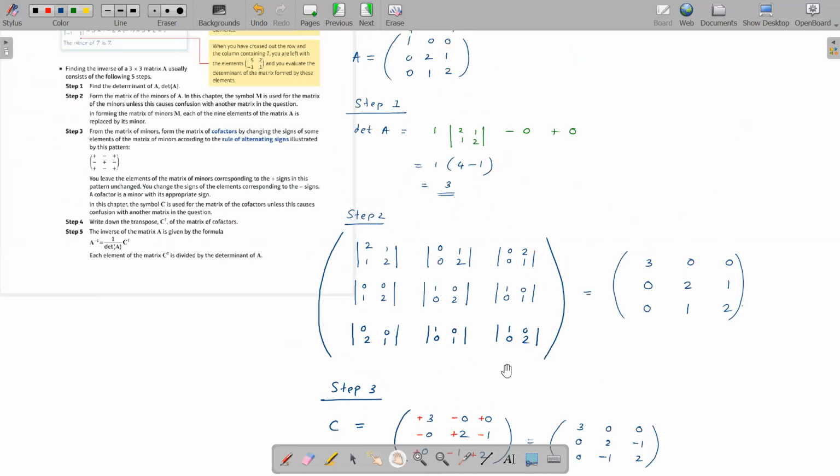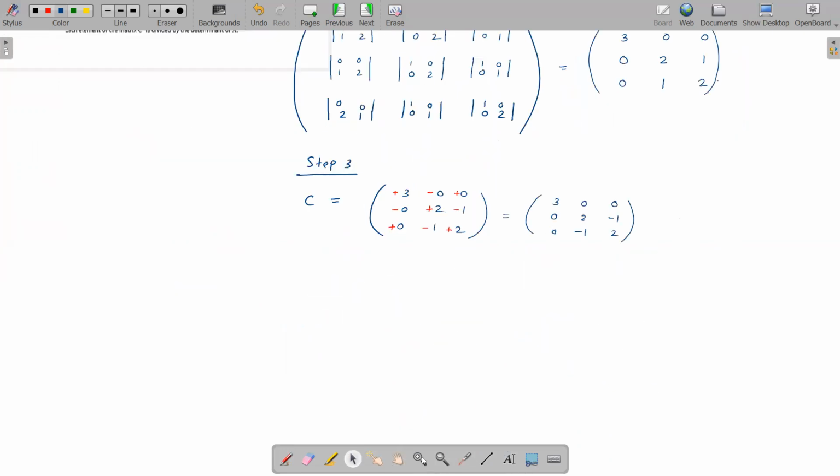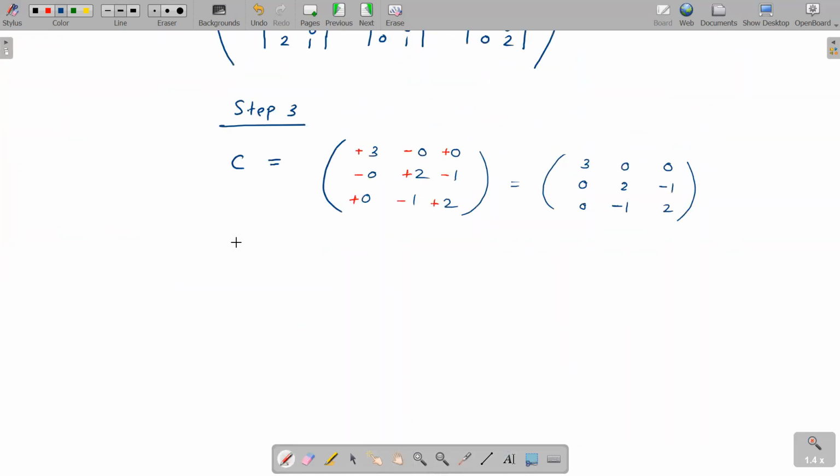Then next one, step 4. Write down the transpose of C, the matrix of cofactors. C transpose. Basically, exchange the row and column. 3, 0, 0, 0, 2, minus 1, 0, minus 1, 2. Agreed? This is okay. Step 4.